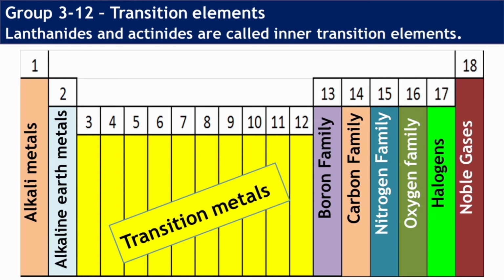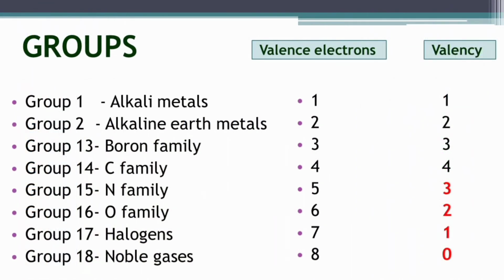We already discussed that the valency of elements in a group is the same. Alkali metals have 1 valence electron and their valency is 1. Group 2 elements have 2 electrons in the outermost shell and their valency is 2. Group 13 elements have 3 electrons in their outermost shell and their valency is 3. The carbon family has 4 valence electrons and the valency is 4. The elements of the nitrogen family have 5 valence electrons but their valency is 3.